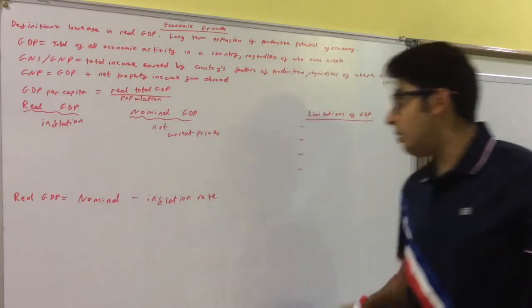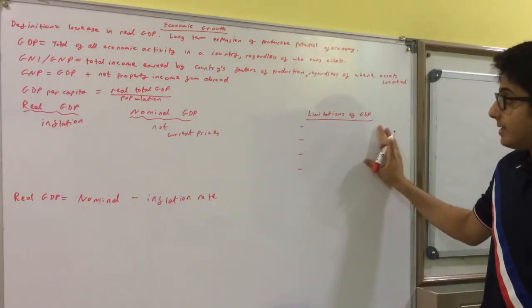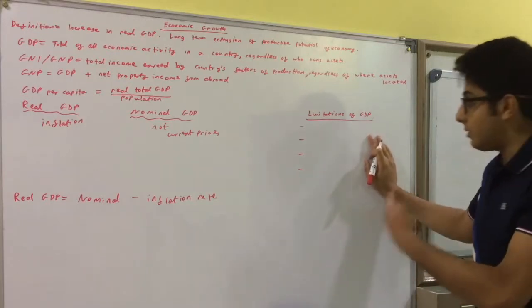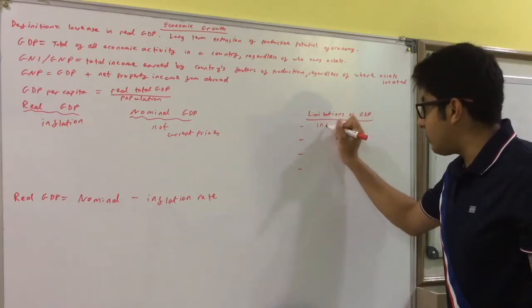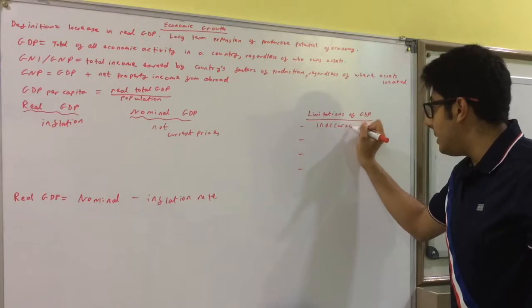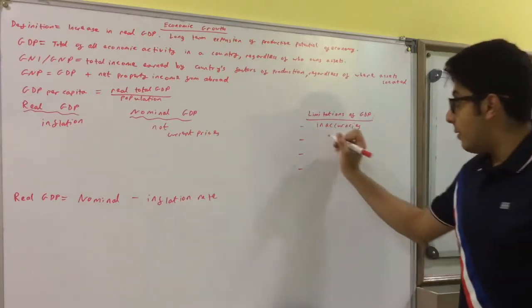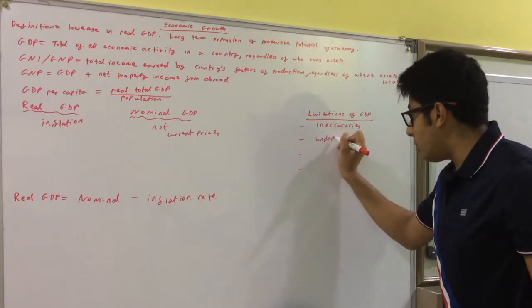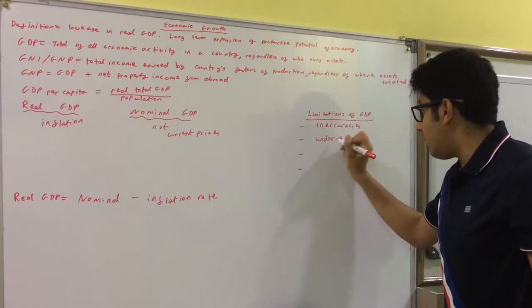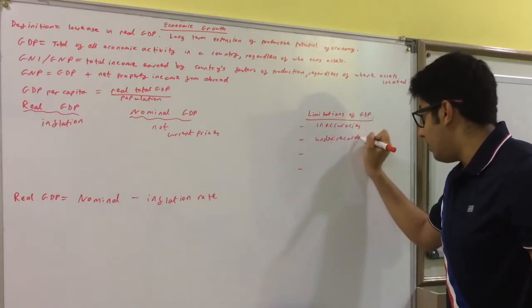Okay, you also need to know some limitations of GDP as a measure of economic growth and the standard of living. Okay, there could be inaccuracies, right? It's hard to measure all the economic activity in a country because there's so much. Okay, stuff might be under-recorded or even not recorded at all.